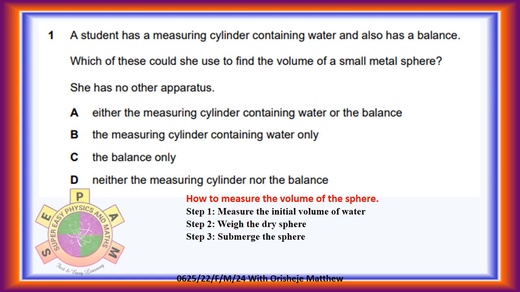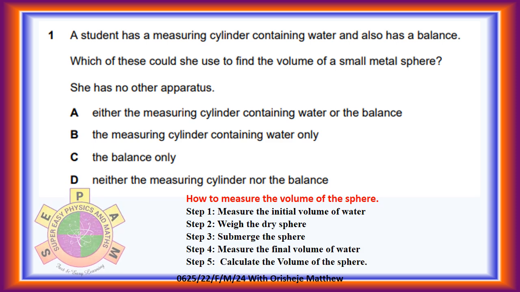Step 3, submerge the sphere, carefully place the metal sphere completely underwater in the measuring cylinder. The water level will rise. Step 4, measure the final volume of water, record the new water level in the measuring cylinder. This is the final volume of water with the sphere submerged. Step 5, calculate the volume of the sphere. The volume of the metal sphere is equal to the volume of water displaced by the sphere. This displaced volume can be calculated by subtracting the initial volume from the final volume.